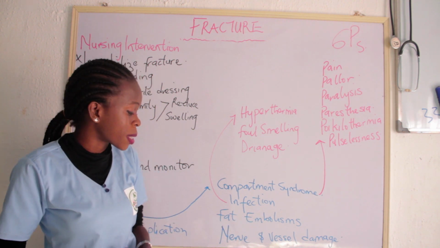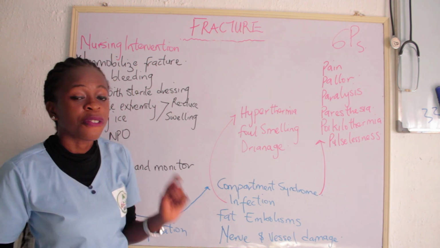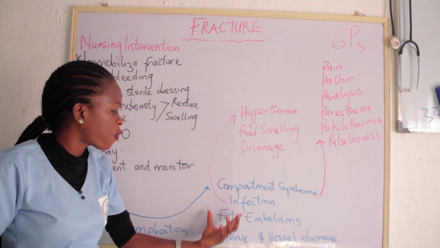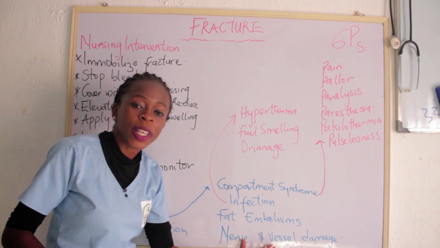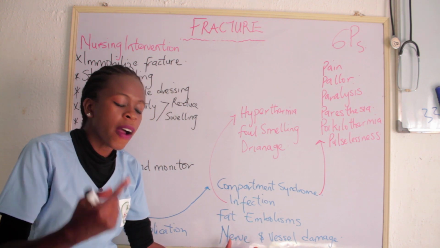You also have to observe for nerve and vessel damage. These 4 are the likely complications that are going to arise from what?